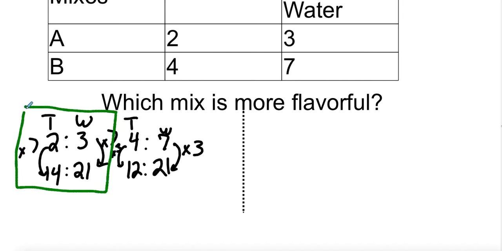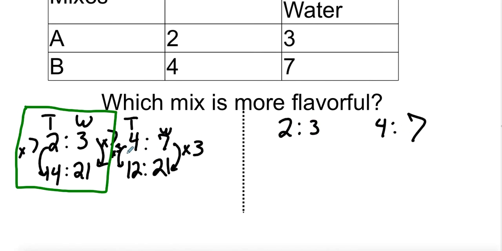The reason why is because both of these mixes have the same amount of water now. We're both assuming that we're using 21 cups. But mix A is going to have 2 more teaspoons. It'll have 14 teaspoons in total of the iced tea flavoring. Now there is another way that you could solve this problem without finding a similar amount of cups of water. What you can do is use these same ratios.